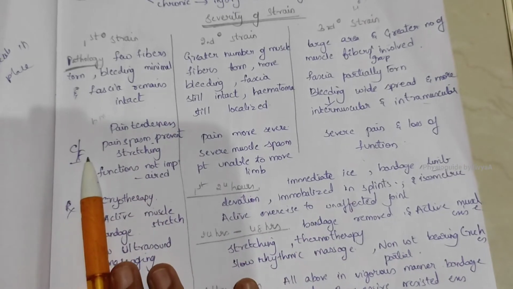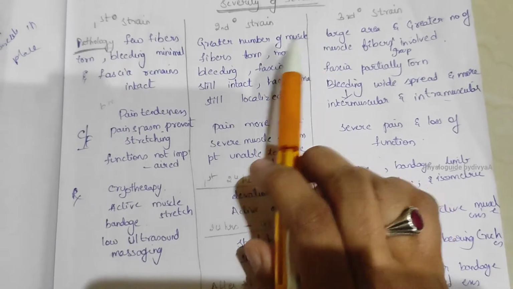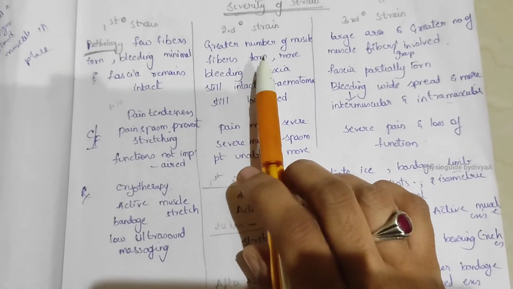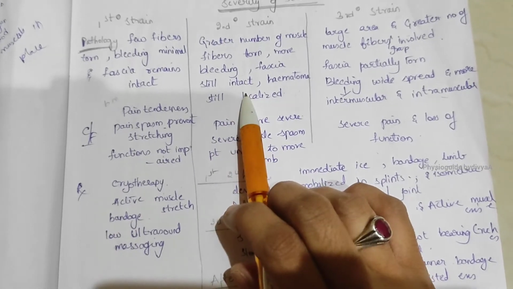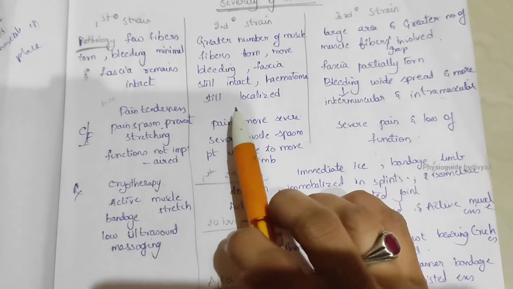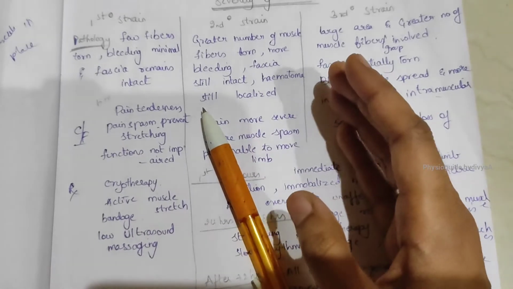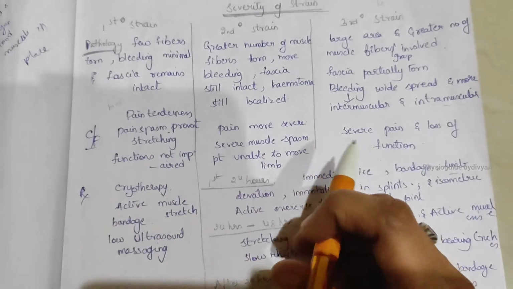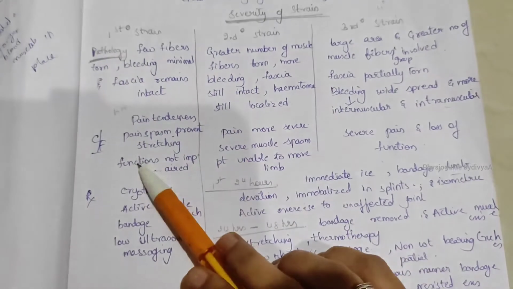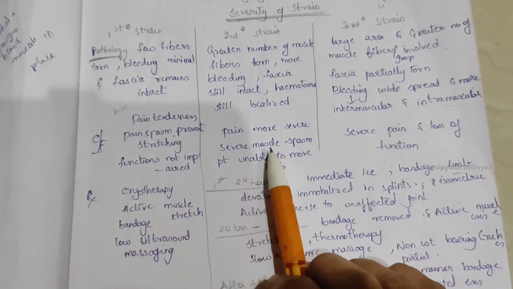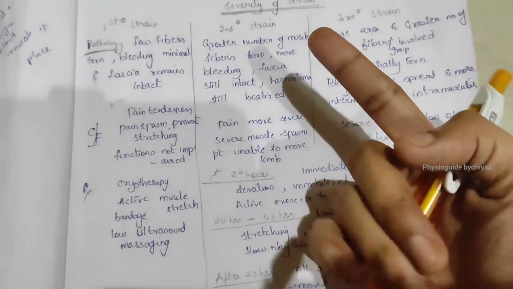Now this is primary. Now secondary, we'll see. Here a greater number of muscle fibers are torn, and more bleeding is seen, and the fascia still remains intact, not damaged, and the hematoma is still localized. Hematoma means swelling and clotted blood within tissue. The clinical features are pain more severe than the primary one, severe muscle spasm, and the patient is unable to move the limb.